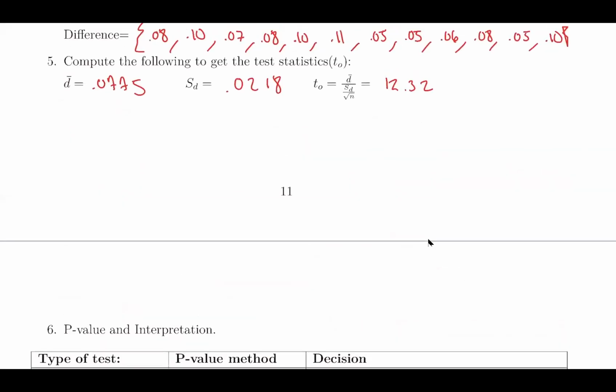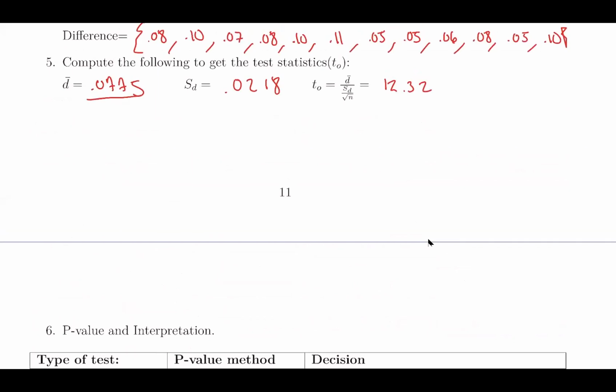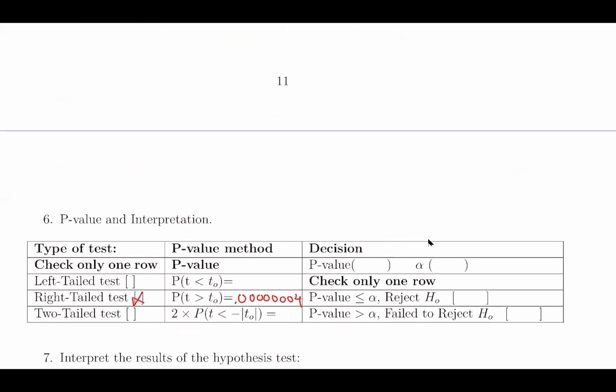If you look right here, I just entered the mean difference, the standard deviation of the difference, and the t-value that we get. I also entered that this is a right-tailed test. And I entered the p-value.